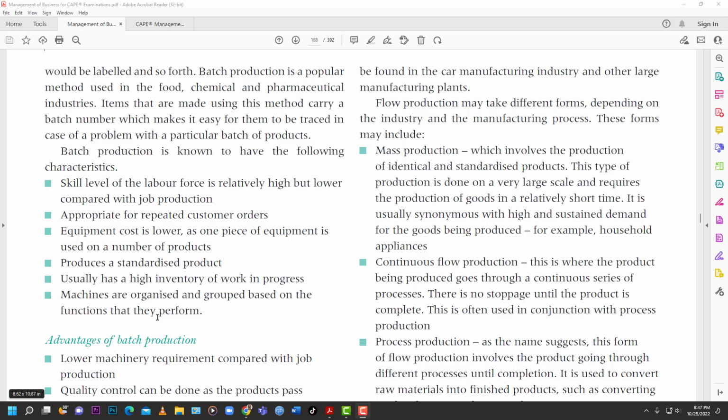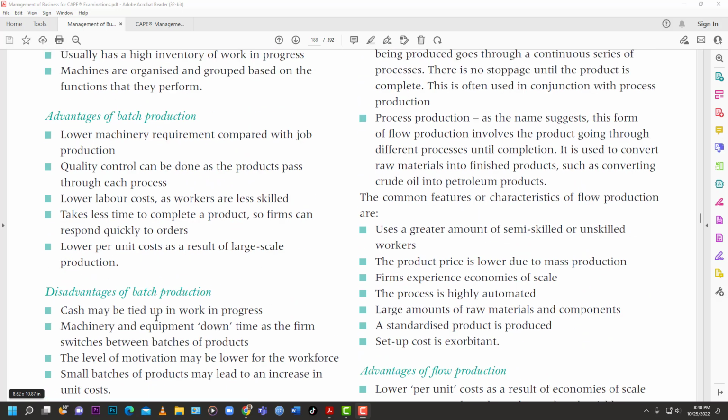Machines are organized and grouped based on the functions that they perform. If a machine is for filling, it's right there. If it's for labeling, right there. If it's for packaging, it's right there. Advantages of batch production: lower machinery requirement compared with job production. Quality control can be done as the products pass through each process. So you fill it, you check and see, okay, this is filled to the max. Is this color right?